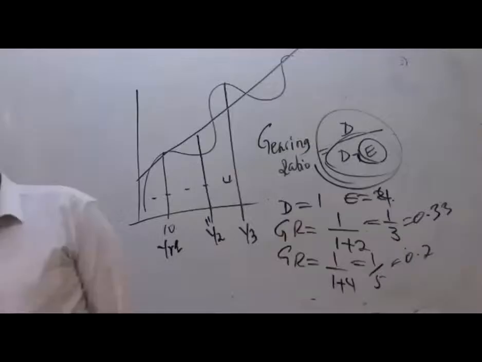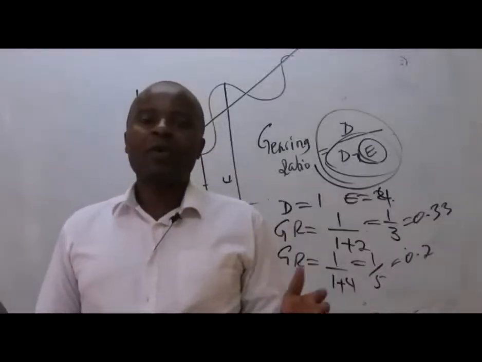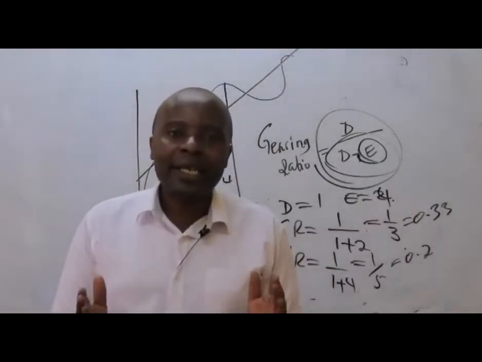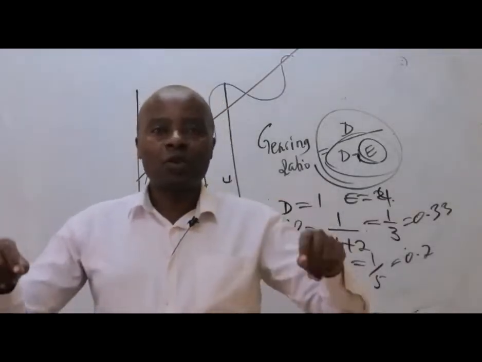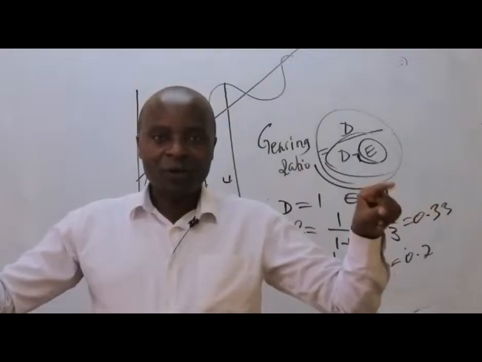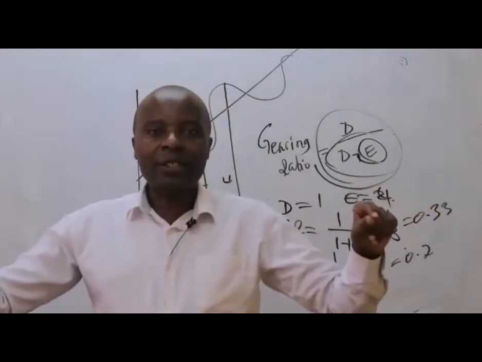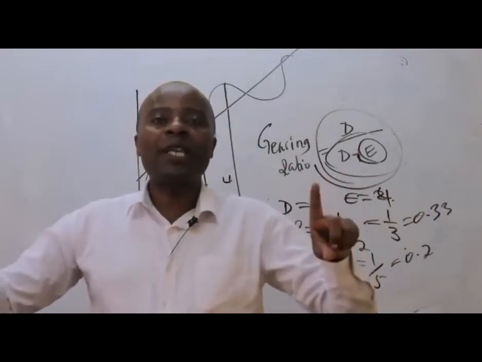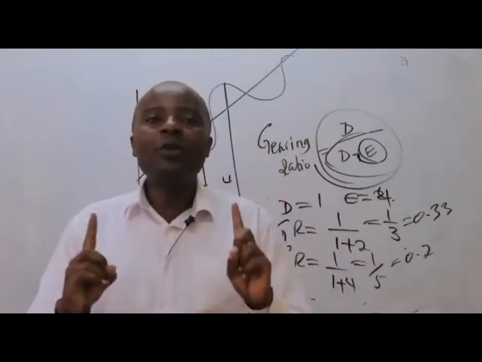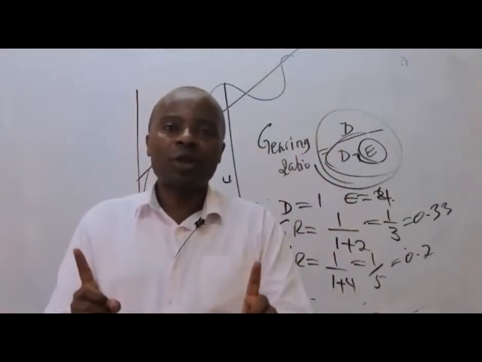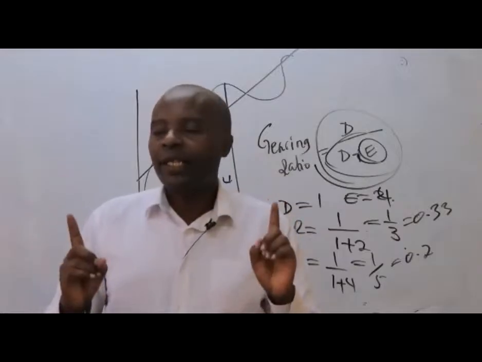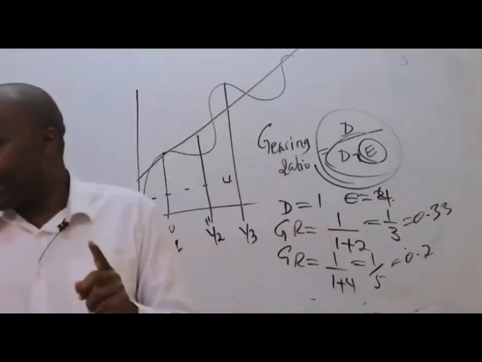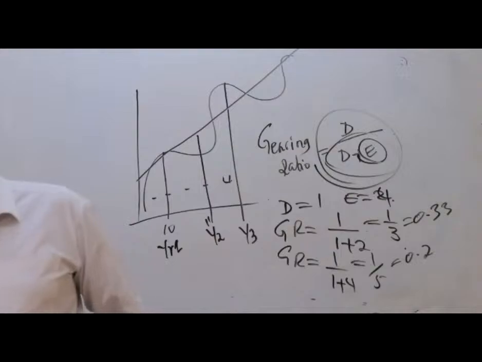The biggest disadvantage of scrip dividend, when you are giving out what here? Shares. When you are giving out shares, at the end of the day, we shall have so many shares in the stock exchange. So we expect to experience what we call dilution of our EPS.